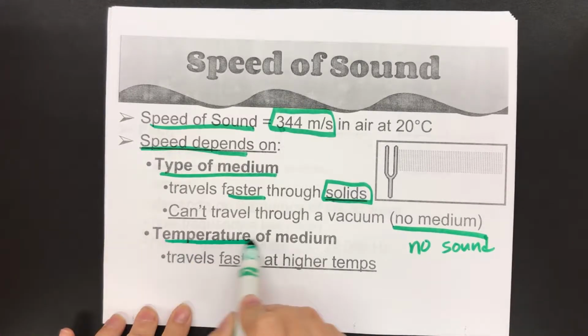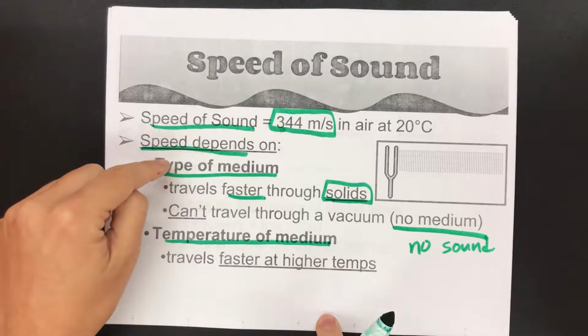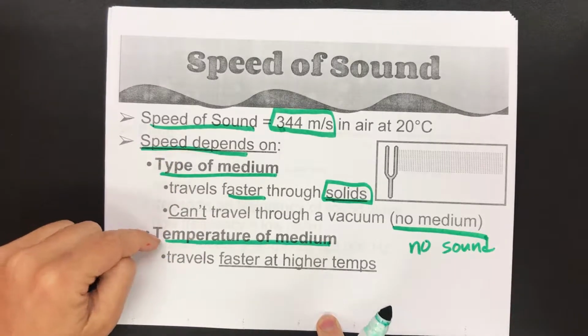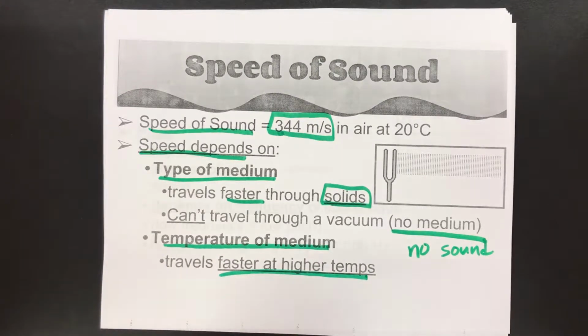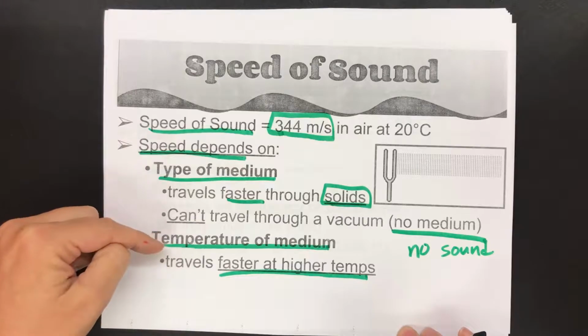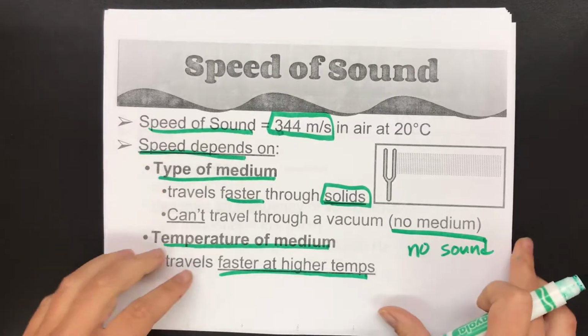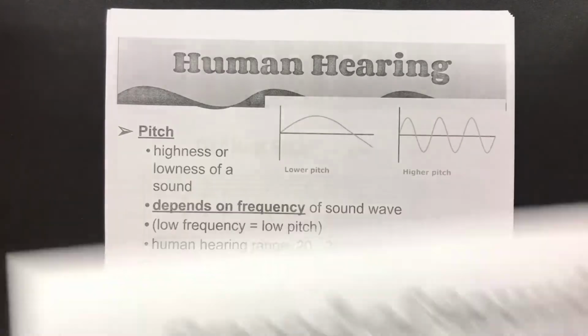Now, temperature is another factor. So speed depends on what it's traveling through and the temperature of it. Sound moves faster through higher temperatures. Again, why? What do we know about temperature? Temperature means that the particles are already moving faster. The higher the temperature, the higher the rate the particles are already moving at. Therefore, the sound will be able to move quicker because the particles are moving quicker. So going back, the type of medium and the temperature change the speed of sound. No medium, no sound.